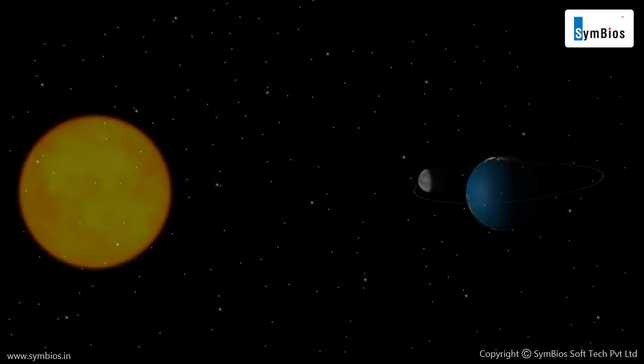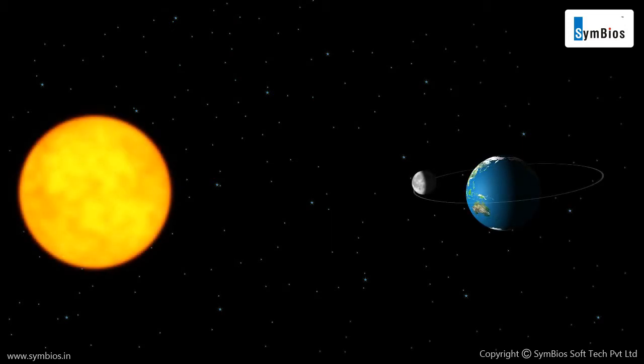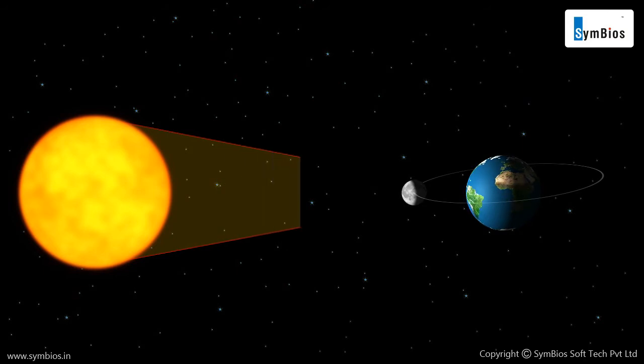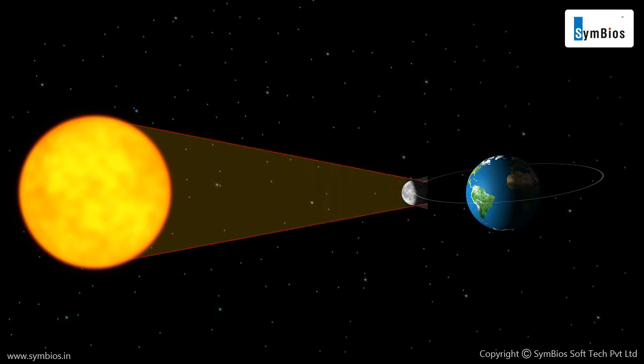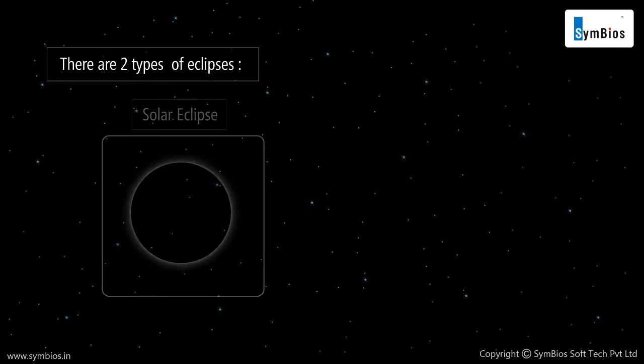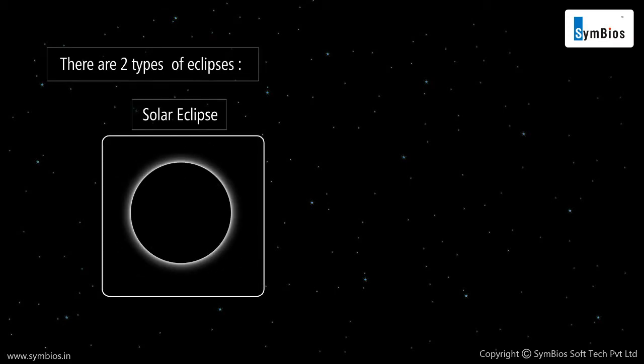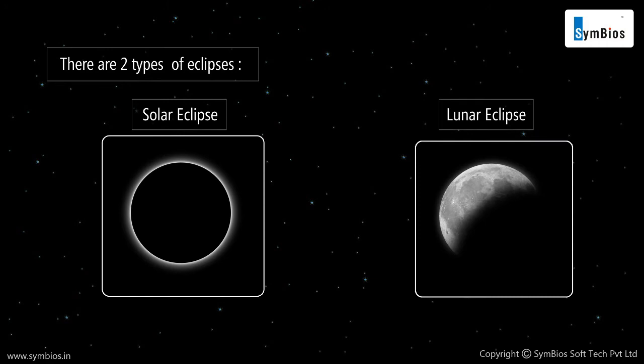An eclipse occurs when one object comes between the source of light and another object. For example, when the moon comes between the sun and the earth, it obstructs sunlight and a shadow of the moon is created on earth. There are two types of eclipses: solar eclipse and lunar eclipse.